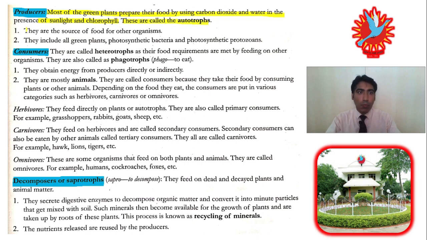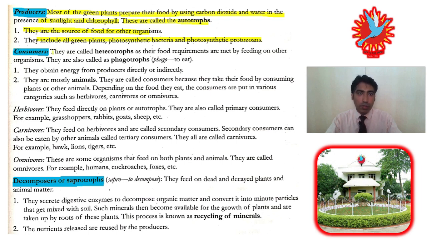Okay, so what are autotrophs? Autotrophs are the producers. They are the source of food for the other organisms. That is why they are called the producers. They include all green plants, photosynthetic bacteria and photosynthetic protozoans. So these are the producers, which are the biotic components of an ecosystem.